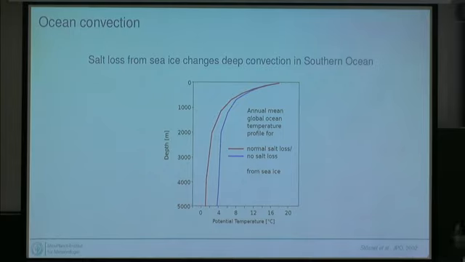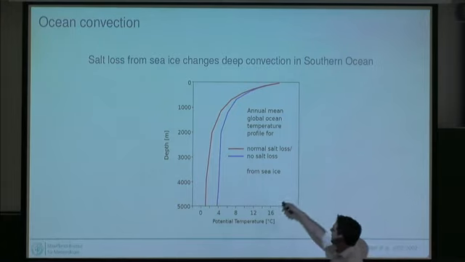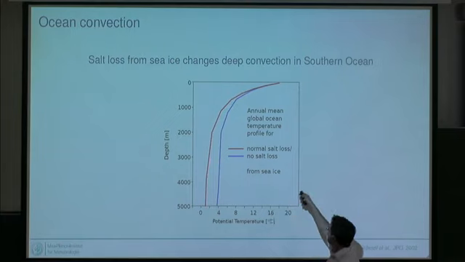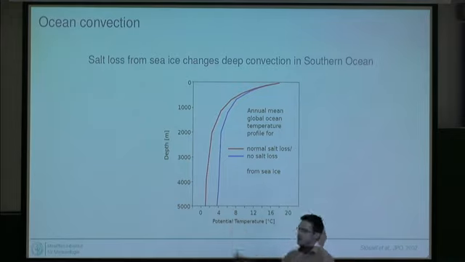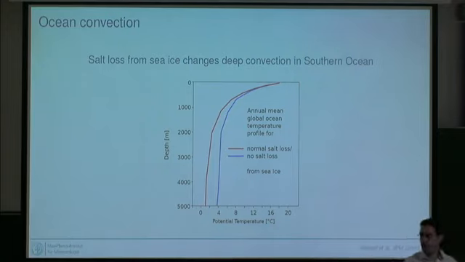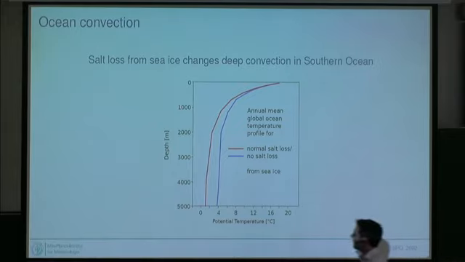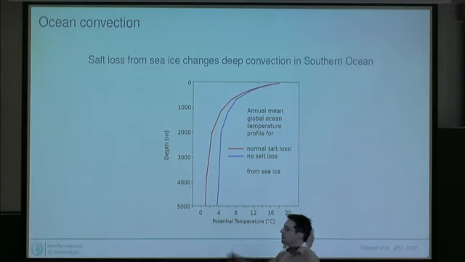Achim Stössel, for example, did an experiment where he simply turned off the salt release from sea ice. And what then happens to the overall ocean structure is shown here. The red line shows the temperature structure of the ocean for normal salt loss from sea ice, whereas the blue line shows the temperature structure of the ocean if we have no salt loss from sea ice. And you find that the model run with no salt loss from sea ice is much, much warmer than the other one.